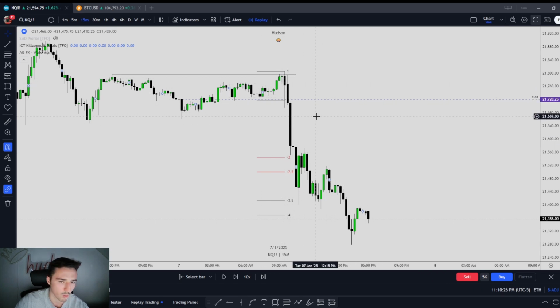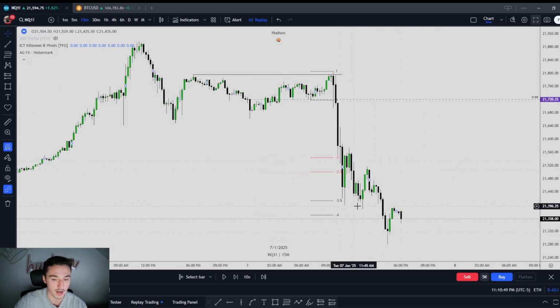There's probably a 1 minute setup within here, right? Comes lower, disrespects -2, 2.5. And then we rebalance this candle, right? This is definitely fair value gaps within there. And then where do we continue to? -3, -4, -3.5, -4, right? Then we come higher, and then there's probably a manipulation leg within here, and then we continue lower, right?